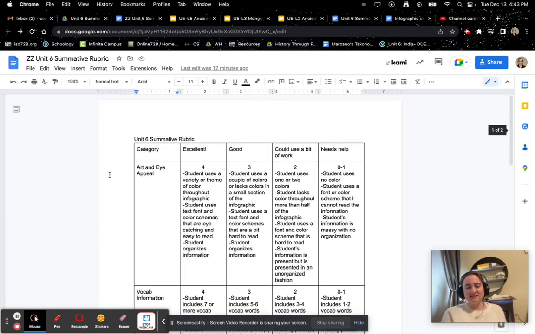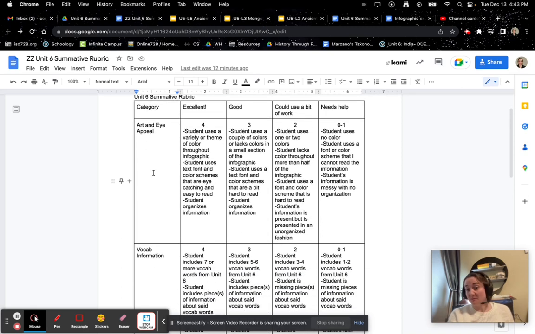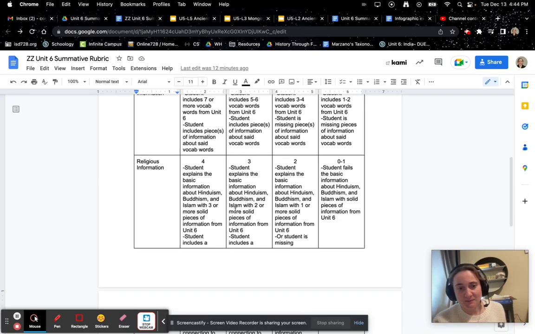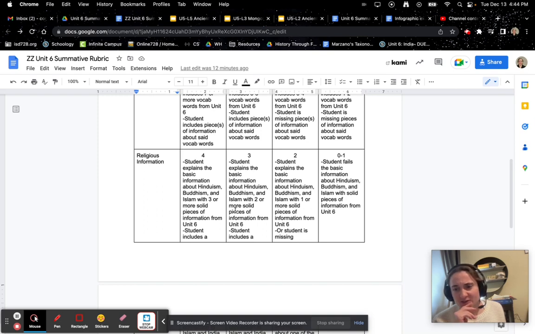The things I'm looking for are art and eye appeal. Again, make it pretty, but make sure I can still read it. Vocab information, include at least 7 vocab words, and then say information about them. Religious information, you gotta tell me about Hinduism, Buddhism, and Islam, and the connection of Islam to India. I think people are gonna miss that, so don't miss that.